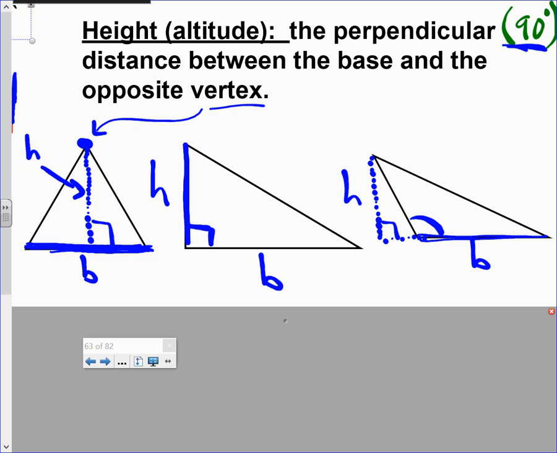We have to know how to distinguish and differentiate between base and height if I throw a triangle at you of any kind. It can get kind of confusing.